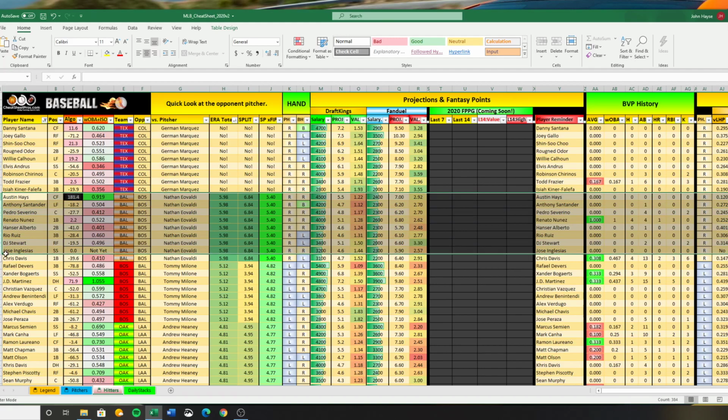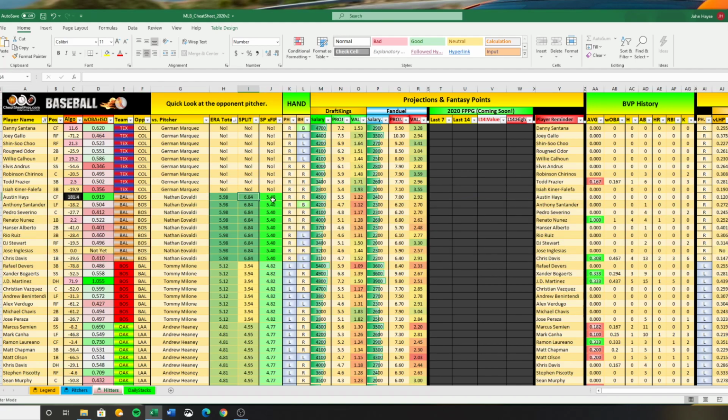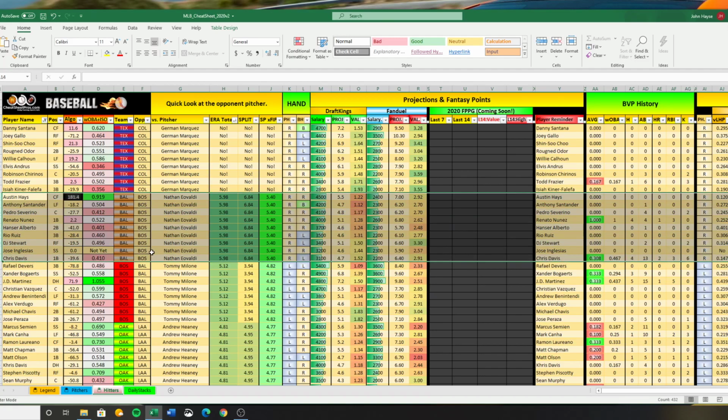Looking at this, Nathan Eovaldi had a 5.98 ERA last year, 6.84 split, but you have to make sure they're playing on the same team or if they've been traded or whatnot. So the 2020 stats, when they come out, will be more accurate. xFIP. So either way, all these numbers are really high. So this would be a little contrarian stack that you could try to do.